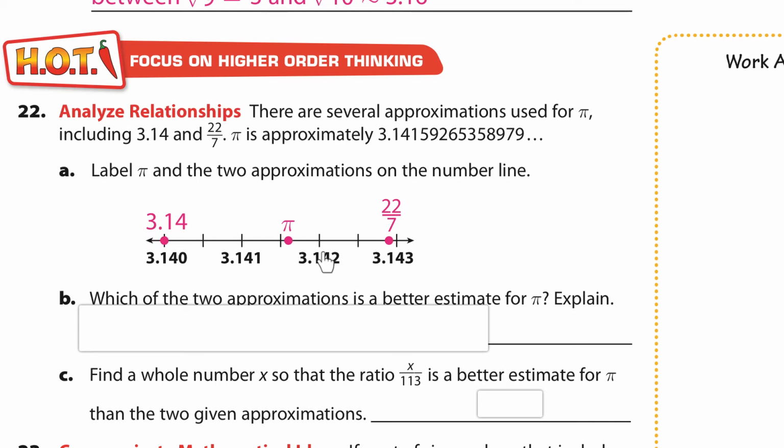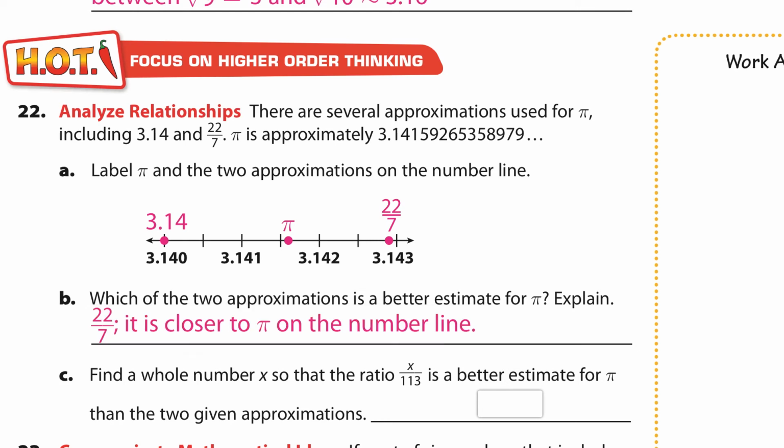So we're looking at the distance here. Boy, they look about the same. Maybe the 22 over 7? Yeah, it's closer on the number line. That distance right here is closer than that, just slightly.